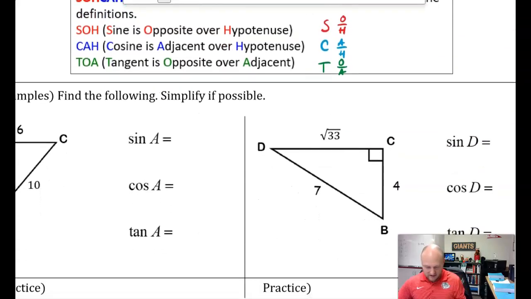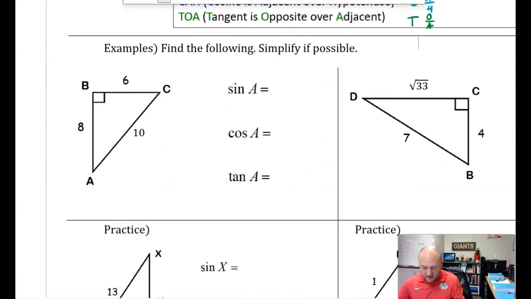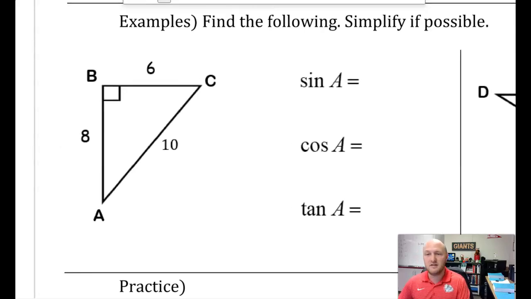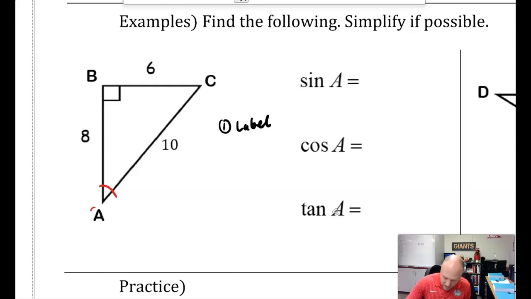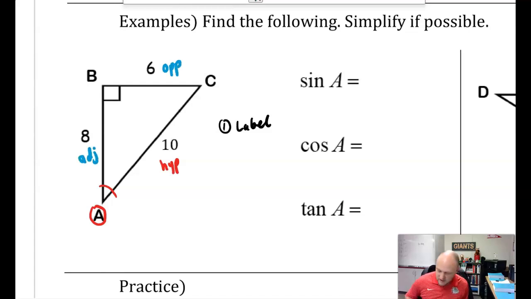SOHCAHTOA. Let's go ahead and generate some trig ratios, and then they say simplify if possible. Example 1. We want to find sine of angle A, cosine of angle A, and tangent of angle A. So again, the first thing that I like to do is label. It's very important you understand that we are using angle A. So then our hypotenuse is going to be 10. The side opposite is going to be 6. And the side adjacent is going to be 8.